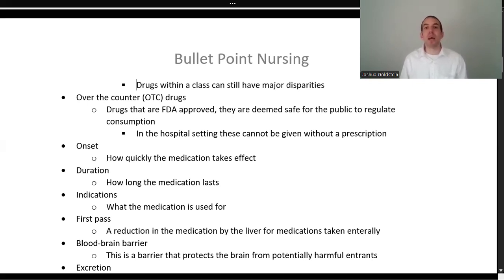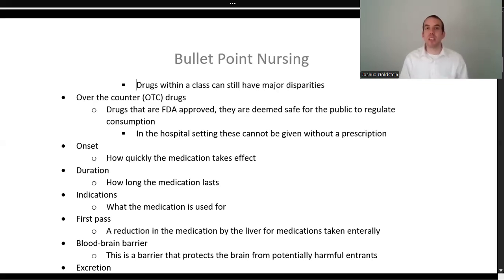First pass, or first pass effect, as some books say, is a reduction of the medication by the liver for medications taken enterally. So the first pass effect, first of all, for testing purposes, only applies to medications taken PO or some other way through the GI system, meaning it's going through the stomach.